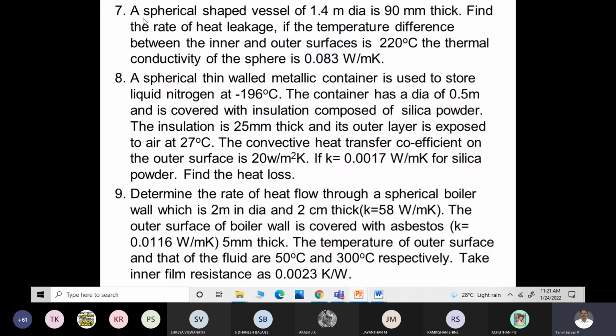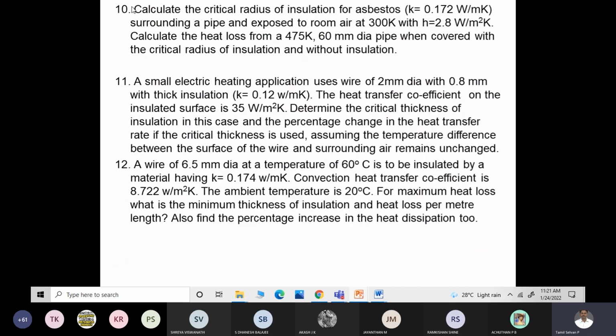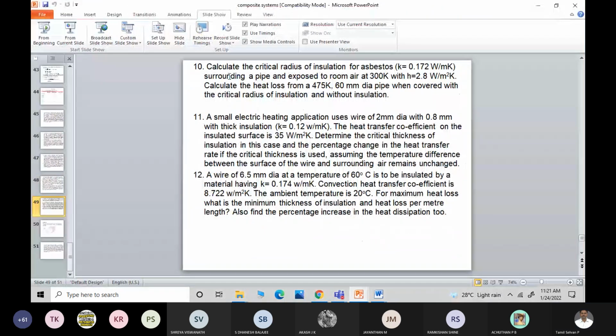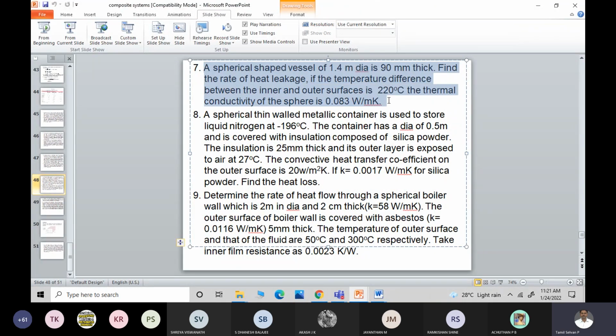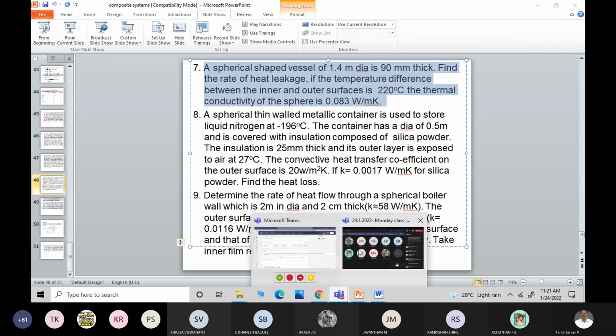Yeah, you have this problem, a spherical vessel. Let me copy it and paste it in the chat box.